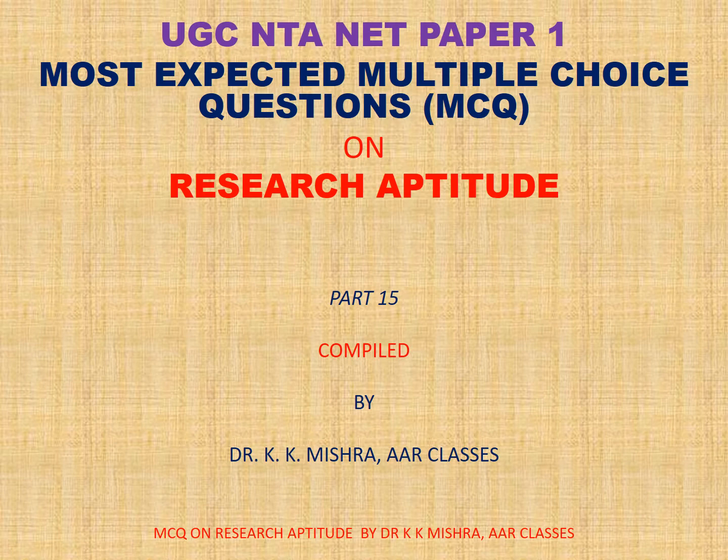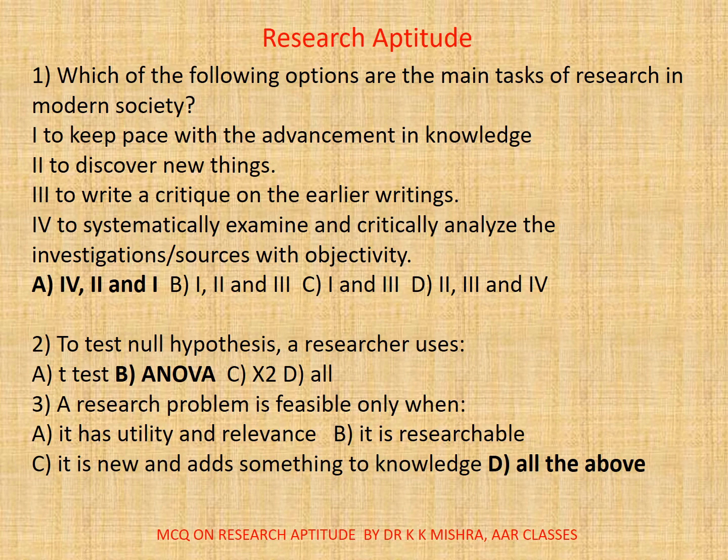Now come to the question. Question number 1. Which of the following options are the main tasks of research in modern society? 1. To keep pace with the advancement in knowledge. 2. To discover new things. 3. To write a critique on the earlier writings. 4. To systematically examine and critically analyze the investigations or sources with objectivity. The correct option is A. Fourth, second, and first are correct in series.